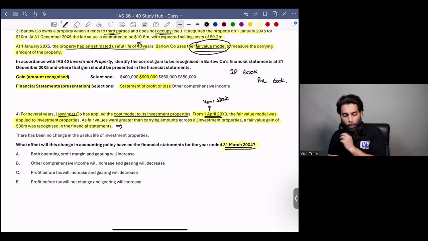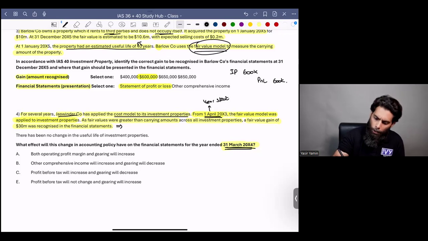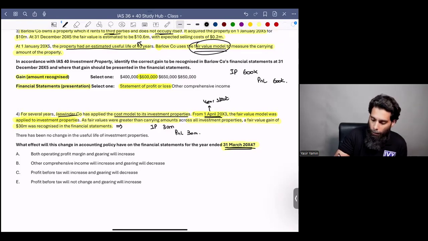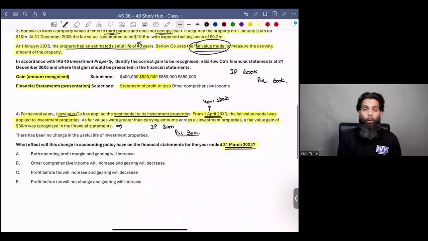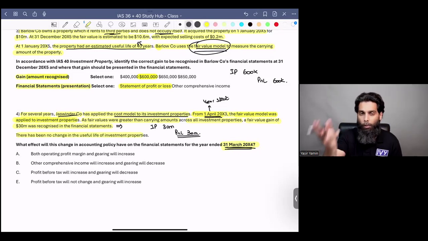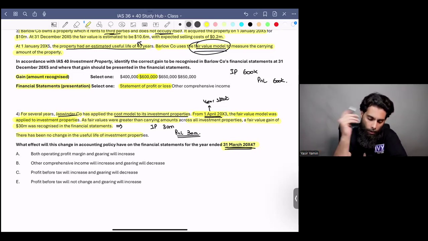Can anybody tell me what would be the accounting entry to recognize this $30 million gain? Absolutely correct. Investment property debit 30 million and profit or loss account credit 30 million, right? So remember, $30 million gain will go into your P&L. Okay, very good. There has been no change in the useful life of investment properties, but under fair value model, any change in life or no change in life is irrelevant to us.